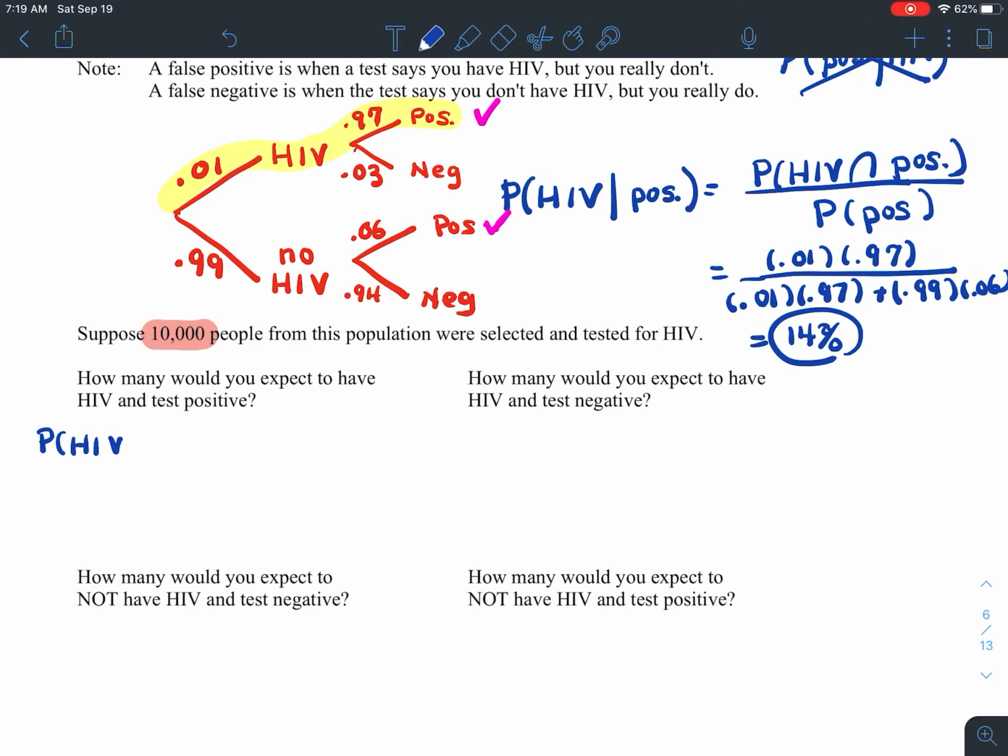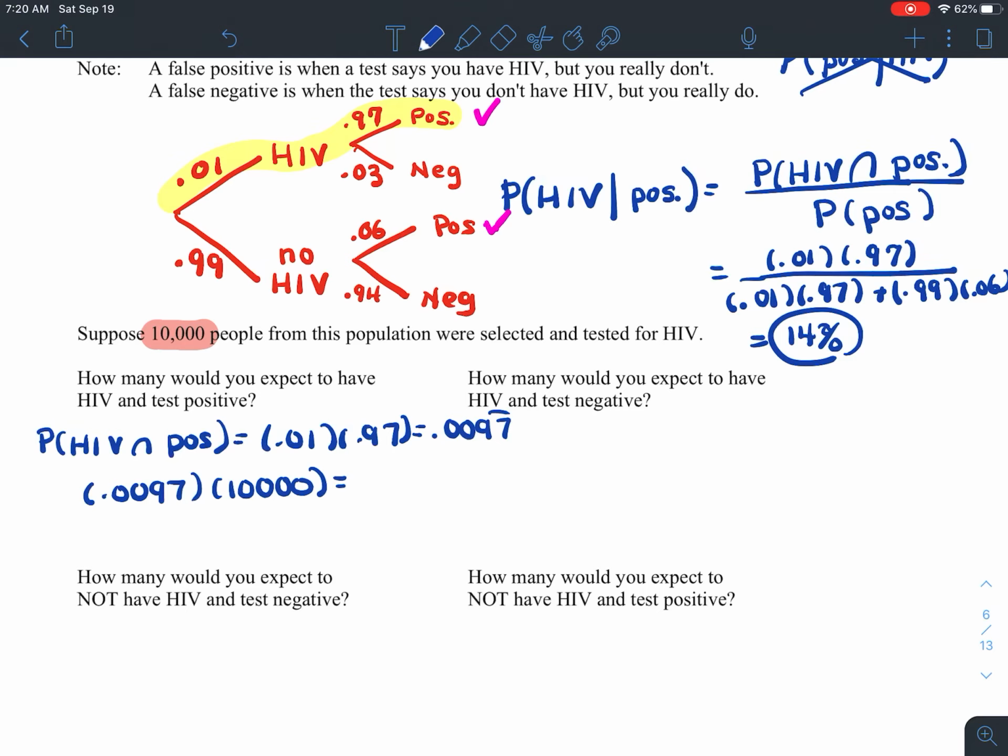Well, we have that figure, that was our numerator right here in this conditional probability. So let me write this down here. This is HIV and testing positive. That's the 0.01 times 0.97, which is 0.0097. That might repeat.